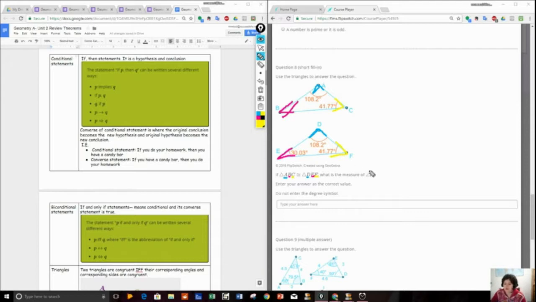So now we are looking for the measure of angle B. Well, this angle is formed at vertex B, so angle B corresponds to angle E. That means they have to have the same measure, especially since the triangles are congruent. So angle E is 30.03 degrees. That means angle B has to be 30.03 degrees. And it says do not enter the degree symbol, so I won't enter the degree symbol.